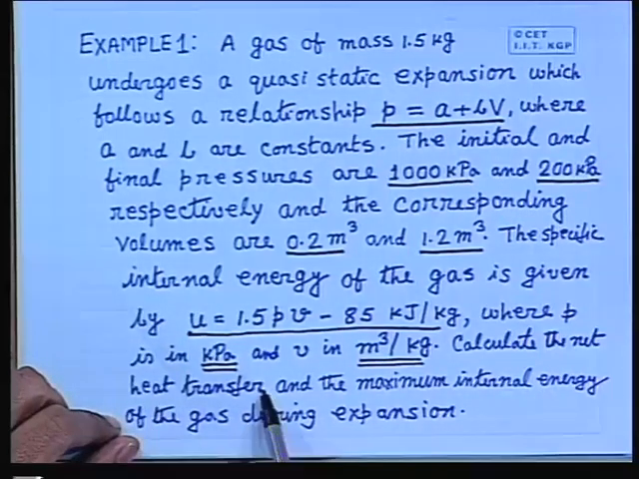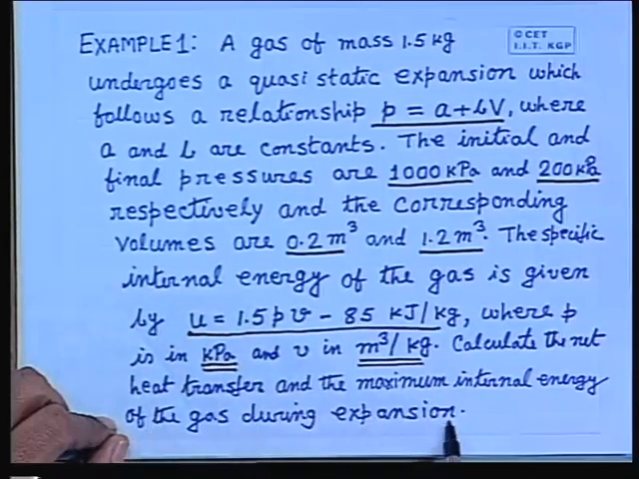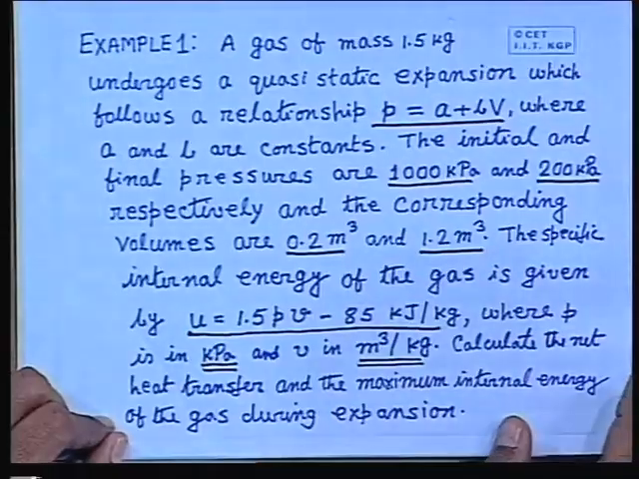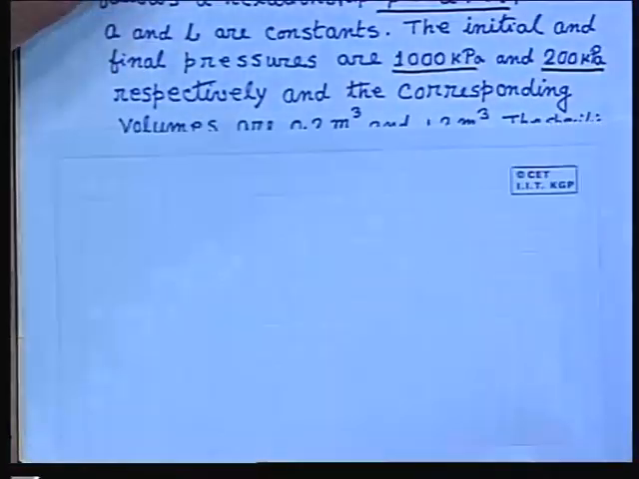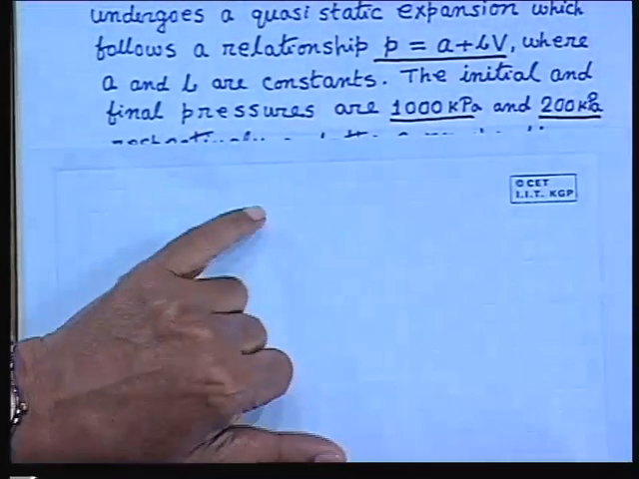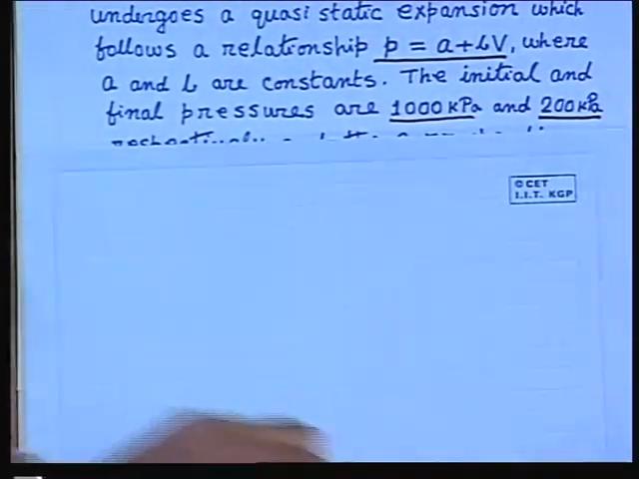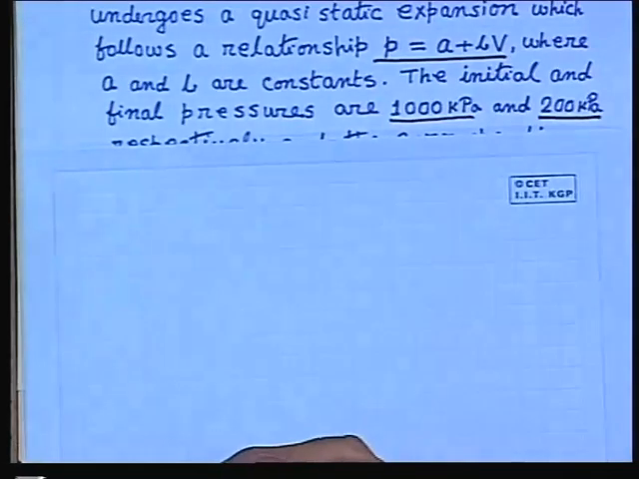Calculate the net heat transfer and the maximum internal energy of the gas during expansion. The problem is clear to you. So, how to solve the problem? First of all, we will have to find out the net heat transfer. This is a problem of a closed system. So, for a closed system, we will always write the first law in this fashion, as we know already.